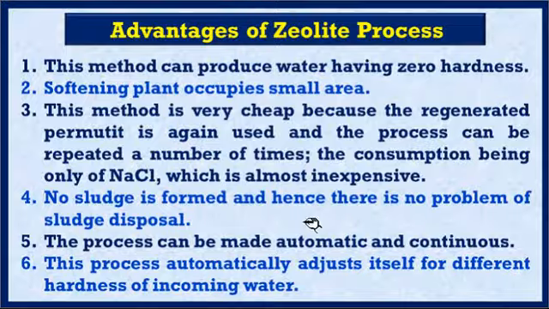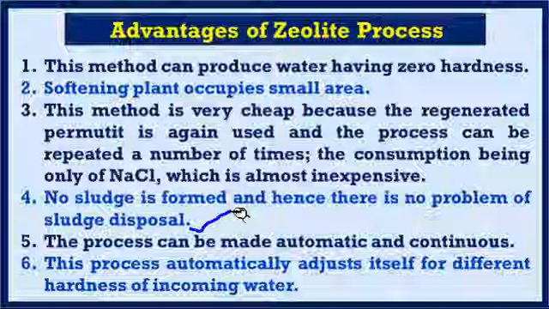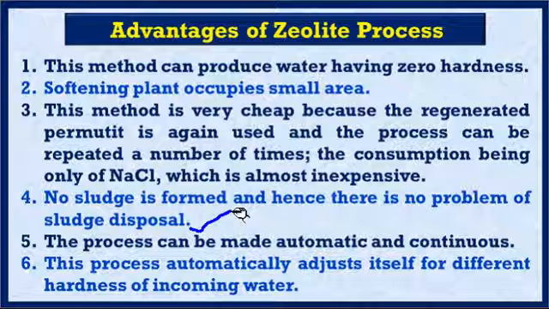No sludge is formed and hence there is no problem of sludge disposal. While in the lime soda process we have seen that a large quantity of sludge is formed, which causes the problem of sludge disposal. But in this method no sludge is formed, therefore the sludge disposal problem cannot occur.